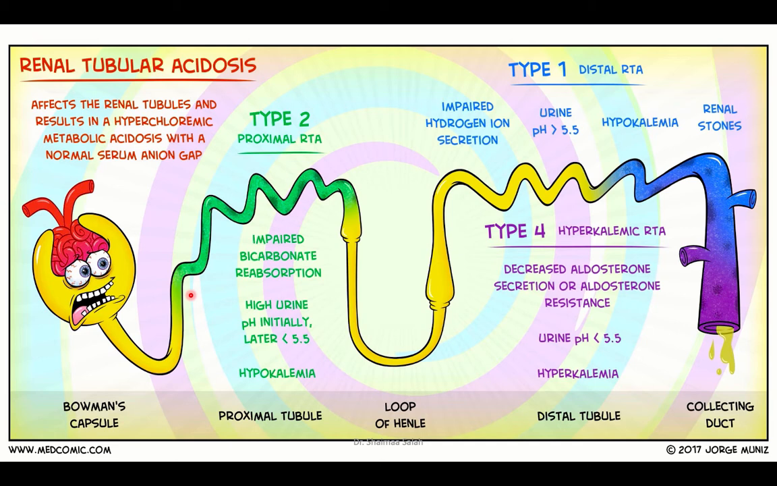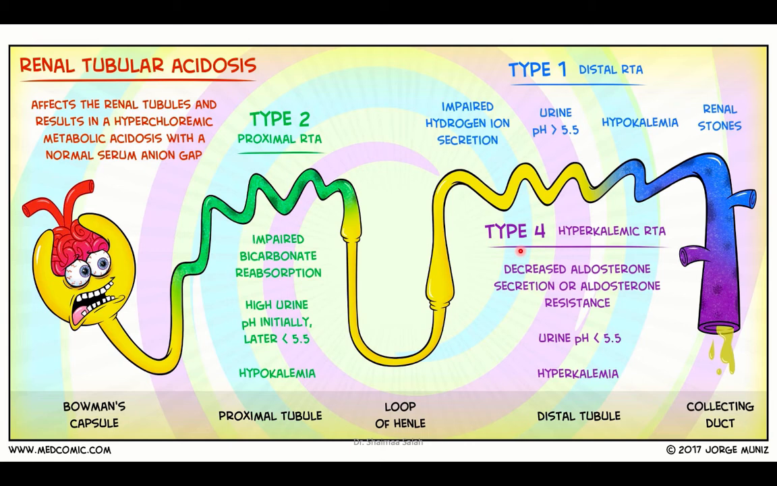Okay, very important. Type 2, remember, refers to the proximal RTA, a defect in proximal tubules. Type 1 refers to distal RTA, a defect in the distal tubule. Type 3 is a mix between both, and type 4 refers to any condition associated with aldosterone deficiency, either deficient level of aldosterone or resistance to its function.